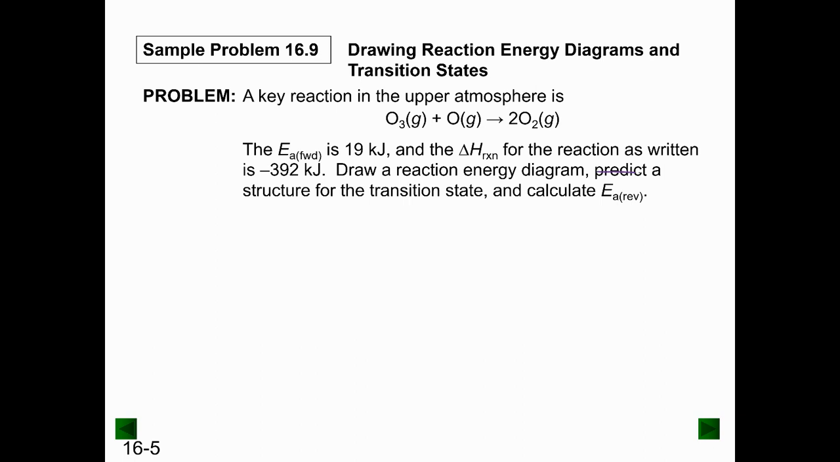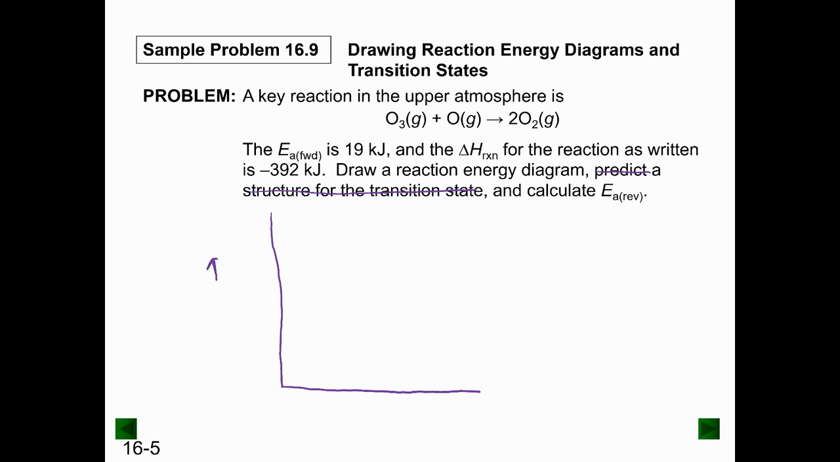I'm going to cross off predict a structure for the transition state. Just know that it's that partial bond breaking, bonds forming. And we'll calculate E of A of reverse. So why don't you go ahead and pause me and try this problem and then check your answer.